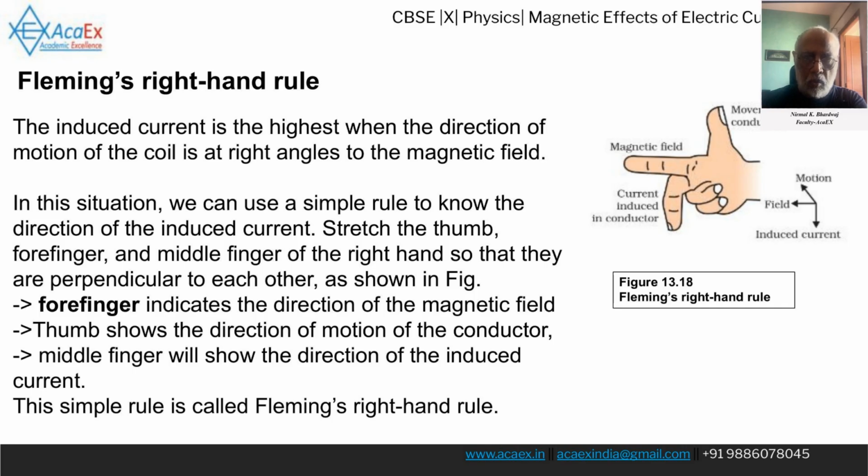Fleming's right-hand rule. The induced current is the highest when the direction of motion of the coil is at right angles to the magnetic field. In this situation, we can use a simple rule to know the direction of the induced current. Stretch the thumb. The forefinger indicates the direction of the magnetic field. The thumb shows the direction of the motion of the conductor. The middle finger will then show the direction of the induced current.